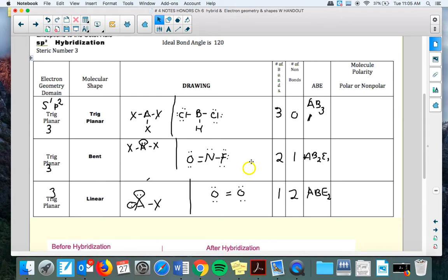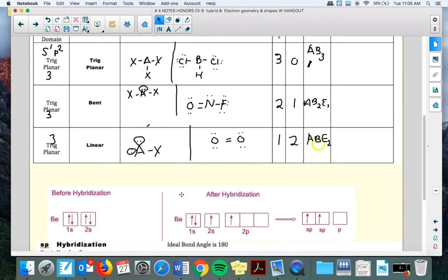And then lastly, for the trigonal planar geometries, we could have 2 lone pairs, 1 bond, still adds up to 3. These are always going to add to 3 when you're in the sp2 hybridization. For the sp3, they always added to 4. So here our AB E would be AB and then E2 for the 2 lone pairs. I can show that to you on the PhET.